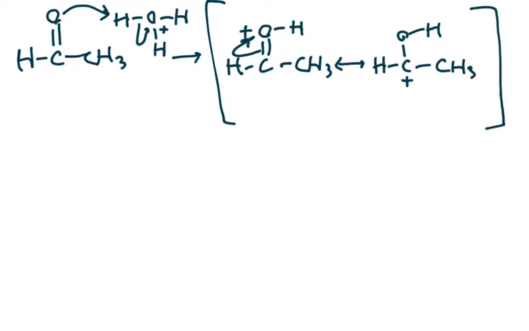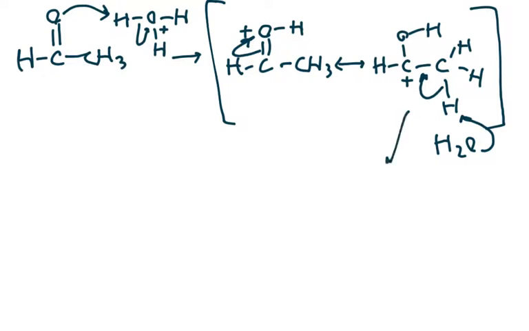So what's going to happen now is we're going to bring in that water that we made in the first step. We're going to do an elimination type thing where we take this hydrogen and its electrons come in here and make a double bond. So what we get out of that is this. And this can actually attack another aldehyde.